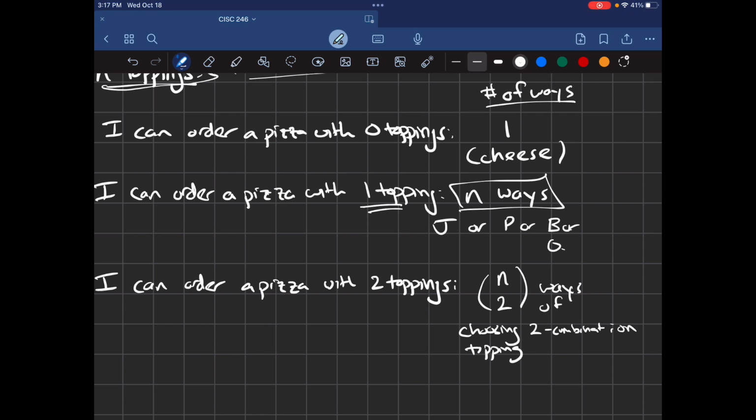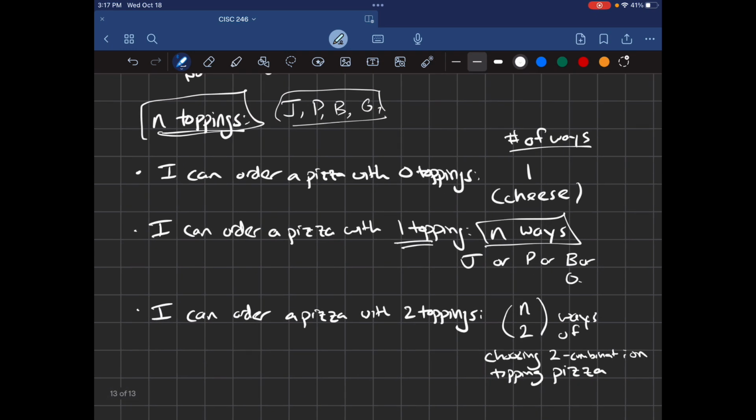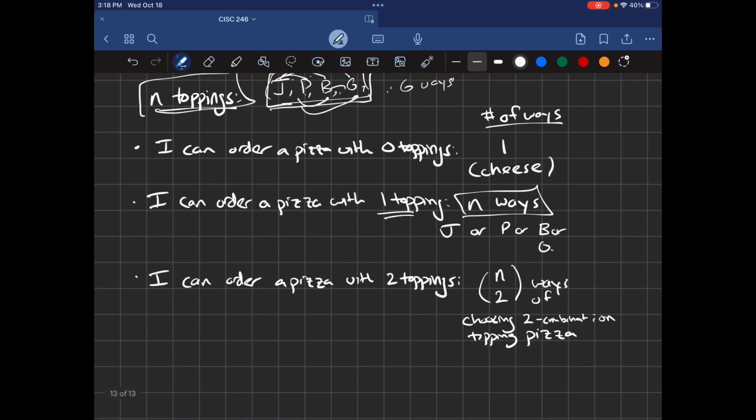On the 2 topping pizza, because when you choose the 2 toppings, it doesn't matter the order they go in. So again, for example, if there were 4 toppings, there'd be 6 ways. And we've done that one many times. You could have jalapeno and pineapple, jalapeno basil, jalapeno garlic, pineapple basil, pineapple garlic, and then basil garlic. So 6 ways: 1, 2, 3, 4, 5, 6. And in general, there's n choose 2 ways.